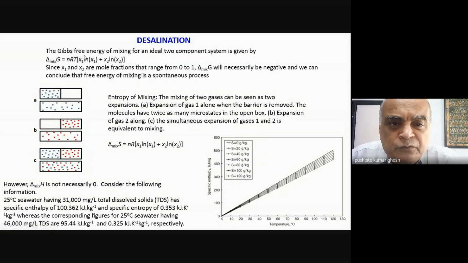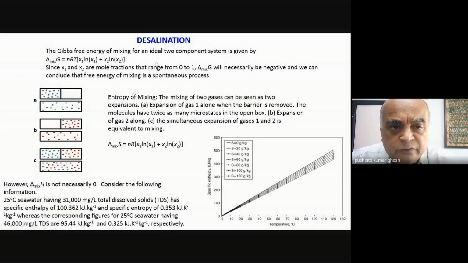This is the Gibbs free energy of mixing. When I've got a two component system A and B, and I'm putting them together, I'm not talking about things which are non-miscible. I'm talking about things which are miscible. The Gibbs free energy of mixing can be expressed by this equation, where x1 and x2 are the mole fractions of these two constituents. Instead of x2, I can even put 1 minus x1.